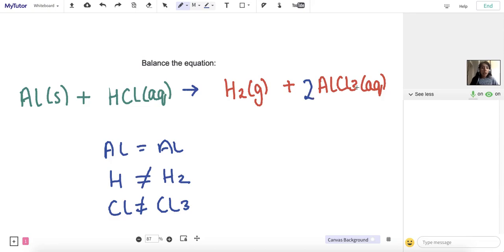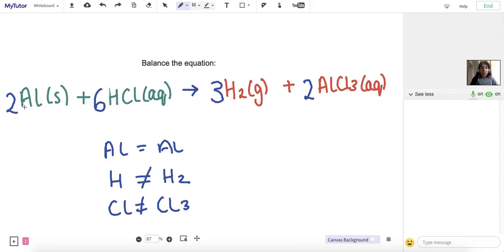And then we see that we have 6 chlorines. So to balance it on the reactant side, we would need a 6 here. And that also makes our hydrogens nice and even. So now we can put a 3 here to make hydrogen 6 on the product side. And then finally, if we look at our aluminiums, there's 1 on the reactant side, but there are 2 on the product side. So we need a 2 on the reactant side.